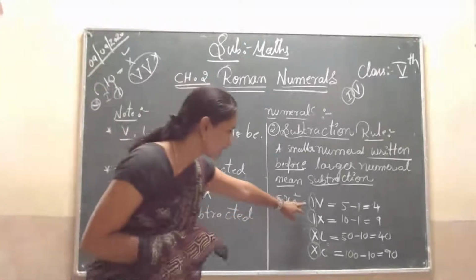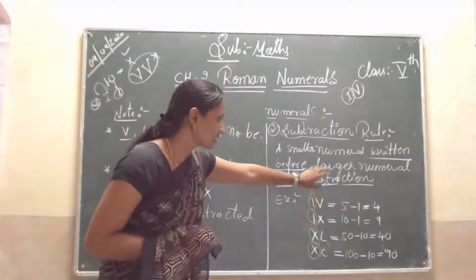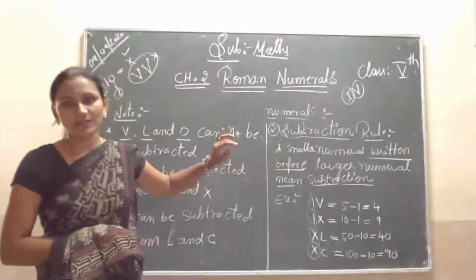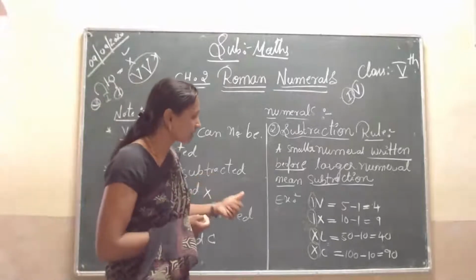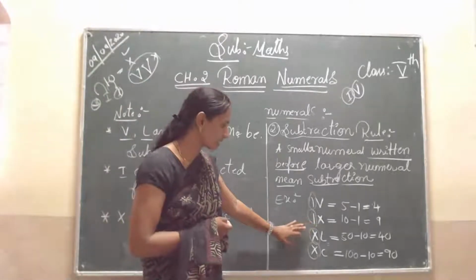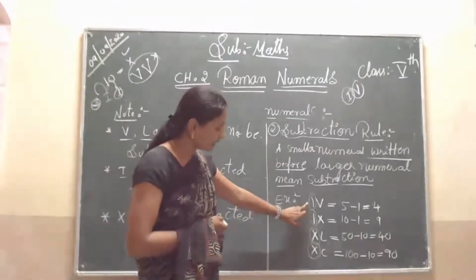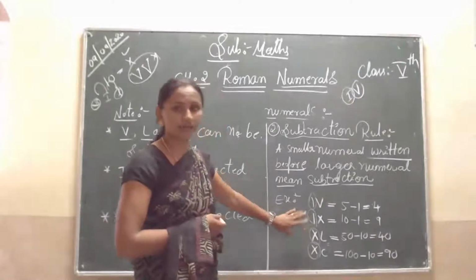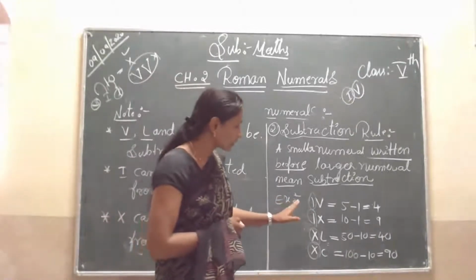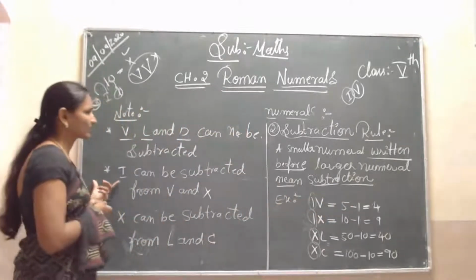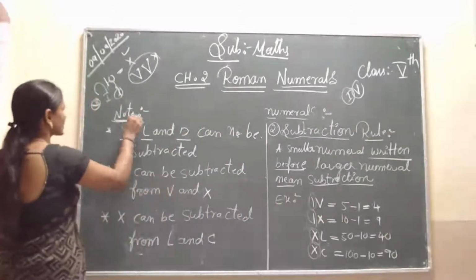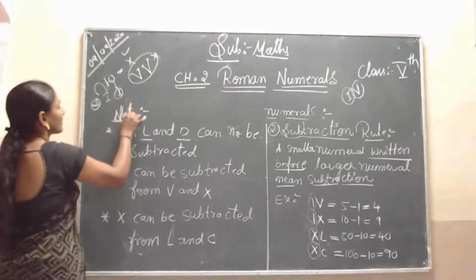Already I explained the rule of subtraction: the smaller number written before a larger number is a subtraction. So in I, V, and X, you have to write I before them. So 1 is subtracted, 5 minus 1 is 4. Just observe these points, students, and keep them in mind.